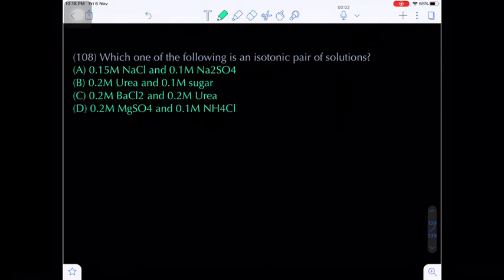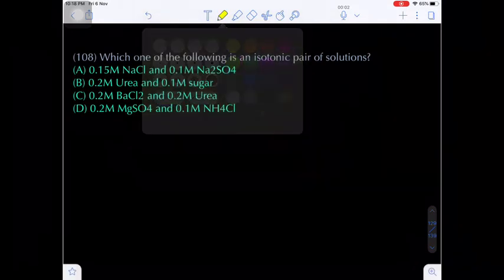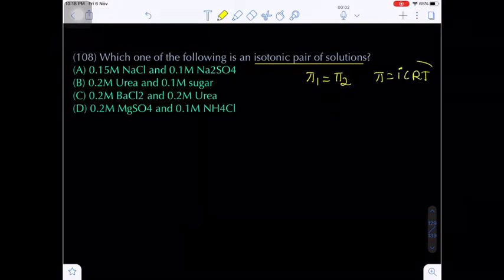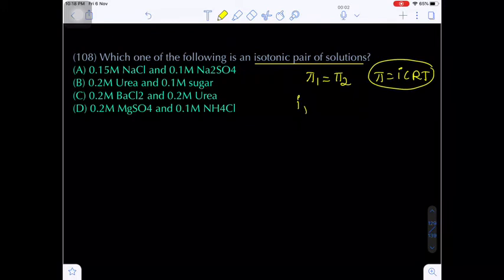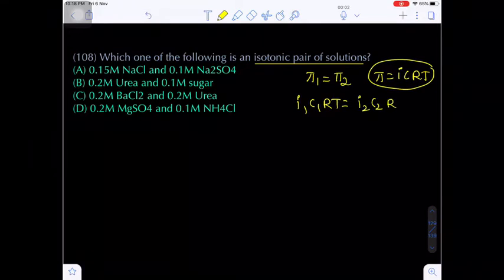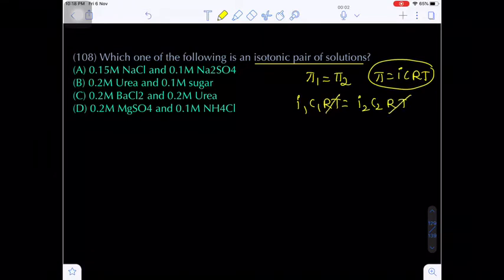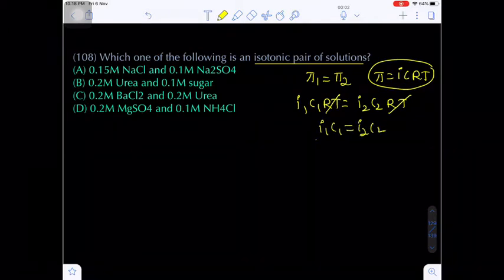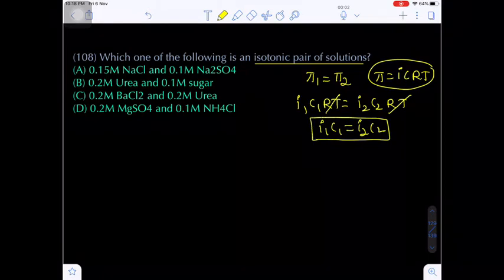Okay. Now question number 108. Which of the following is an isotonic solution pair? What is the meaning of isotonic solution? Solutions having the same osmotic pressure. Okay. Now we know the formula pi is equal to i into C into R into T. So I am writing i1 C1 R constant T constant, i2 C2 R constant T constant. Yes or no? i1 C1 will be equal to what? i1 into C1 equals i2 into C2. Then the pair of solutions are referred to as what?